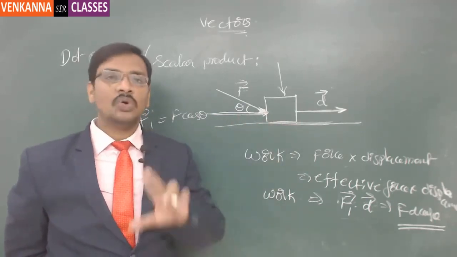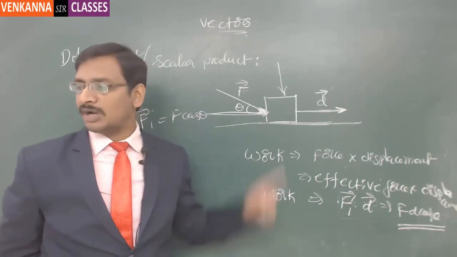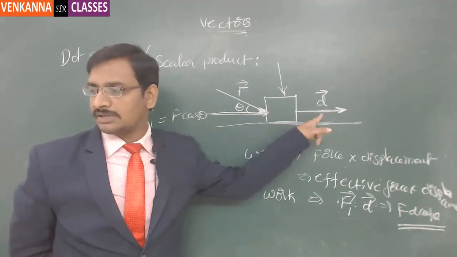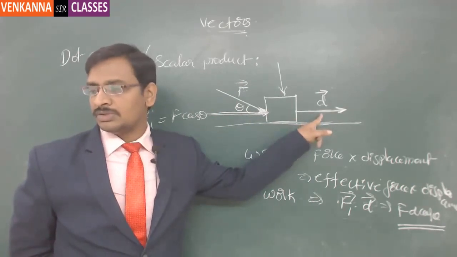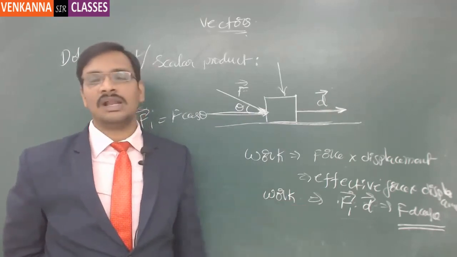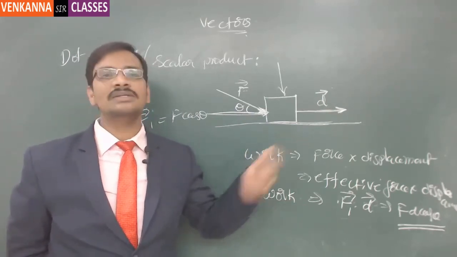That means there is no need to specify the direction, because when you are taking the cos theta factor, it always comes in the direction of the other vector. So then there is no need of specifying the direction. Hence we say that it is a scalar, because a scalar quantity doesn't need any direction.